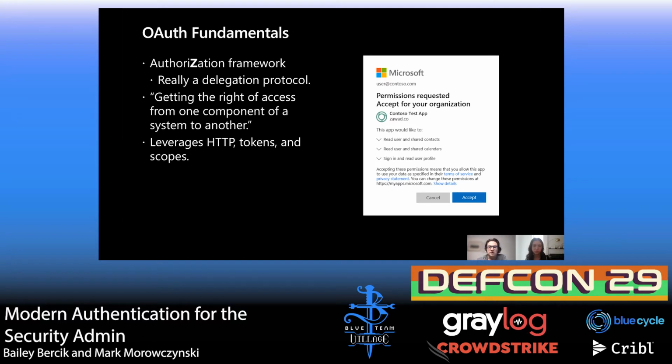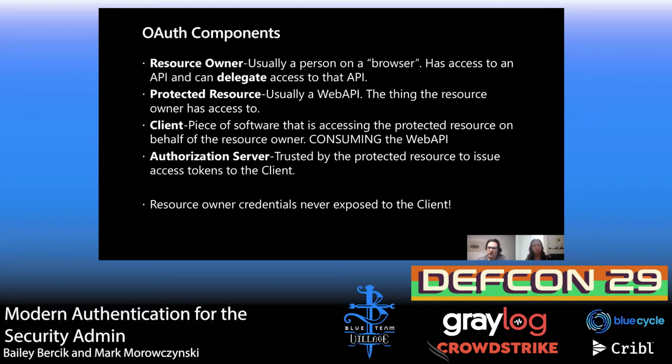Now, OAuth is built to leverage HTTP, and it uses tokens and scopes to communicate this information. So let's take a look at the components of OAuth. If you take a look at the OAuth RFC, you're going to see four key components. That's the resource owner, the protected resource, the client, and the authorization server. And this seems a little weird. It's not what we're used to looking at, but as we talk through this, and then we have some slides that lay this out visually from a sample, hopefully this will start to make a little bit more sense for you.